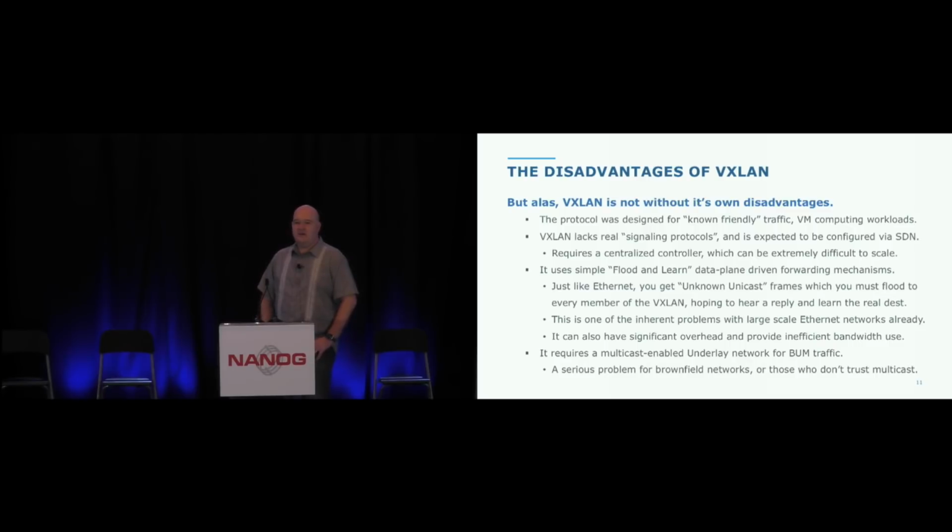But VXLAN is not without its own set of disadvantages. So really the problem here is because this was designed for cloud, it was designed for known friendly traffic. When you're the one running the servers and you know what they're all sending and you control it, and assuming that you've not been hacked, you have a pretty good idea of what that traffic is, and you know that it's not going to be malicious or weird. So VXLAN really lacks any kind of signaling protocols. There's not a protocol where the individual routers talk to each other and signal. It doesn't have that. What it expects is to be configured by SDN.